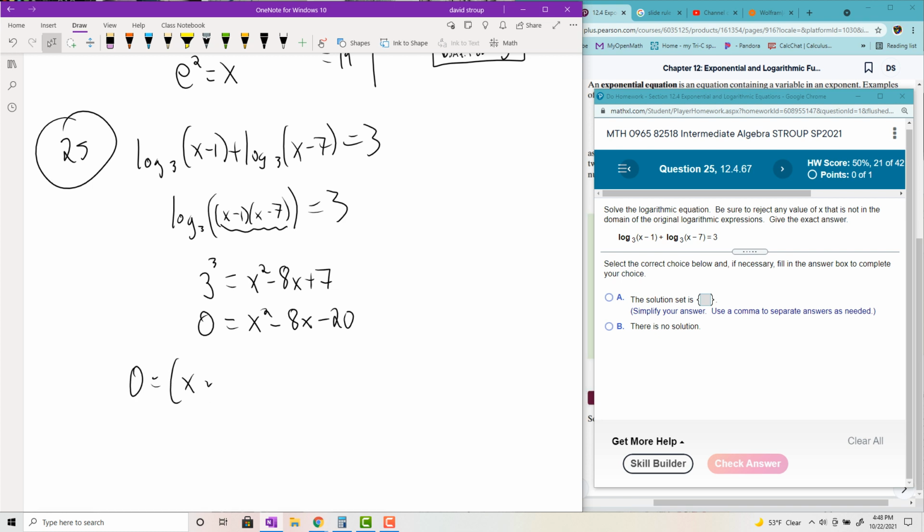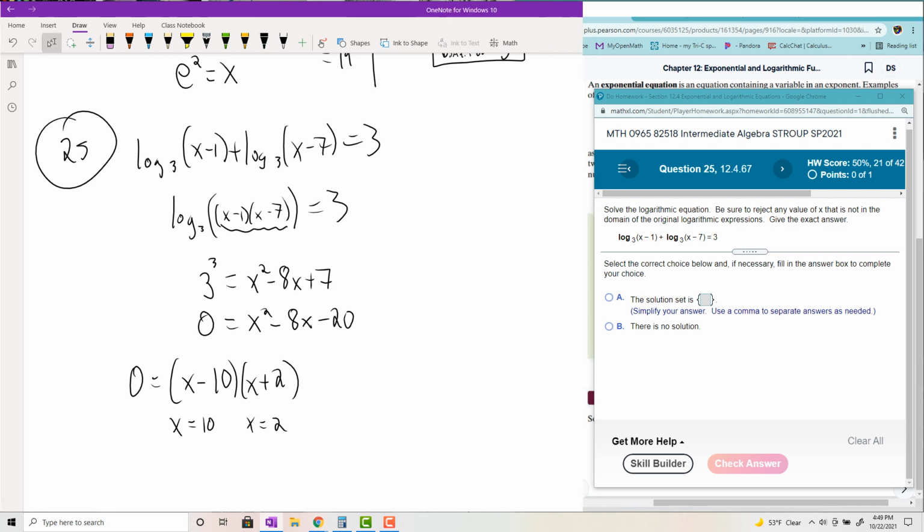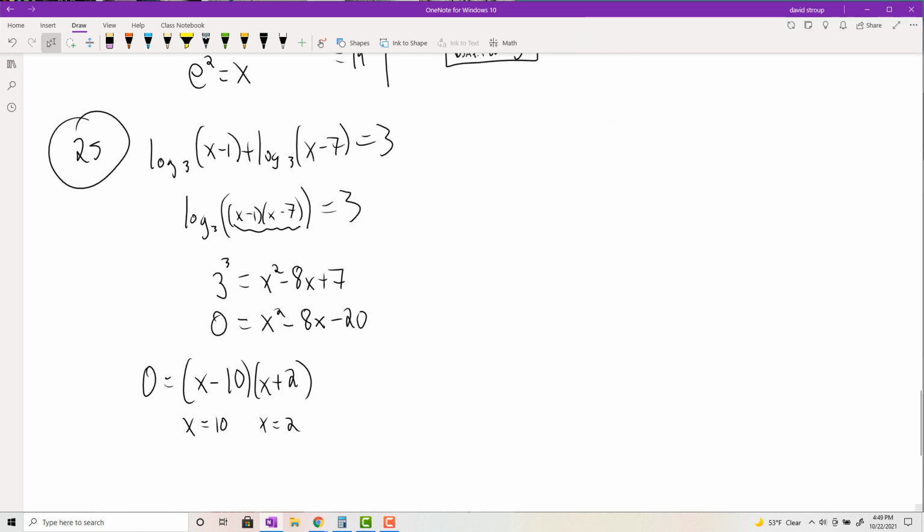x minus, what is it? 2 and 10. So x minus 10, x plus 2. So x is either 10 or x is 2. Then you need to check those things, right? You need to go back to the original equation. You can't try to half do it. You have to go back to here.